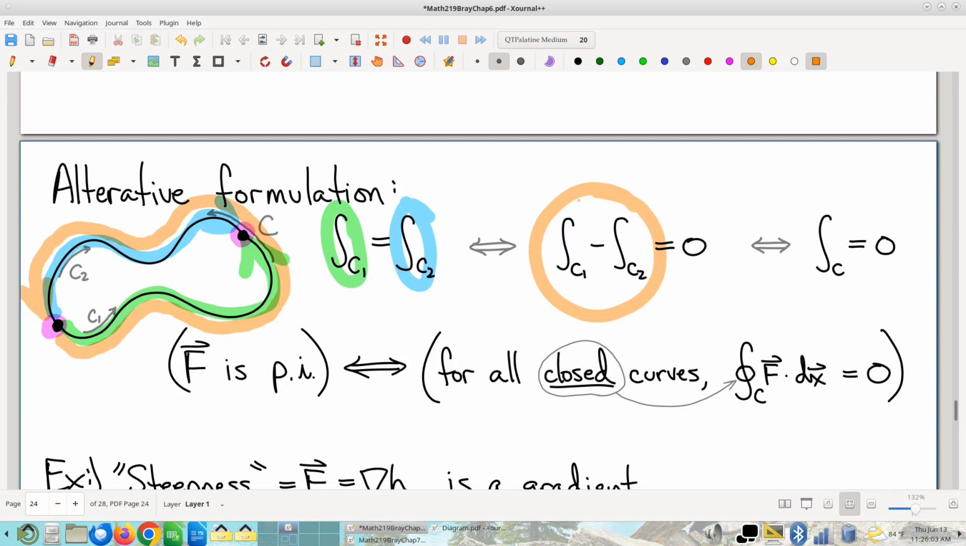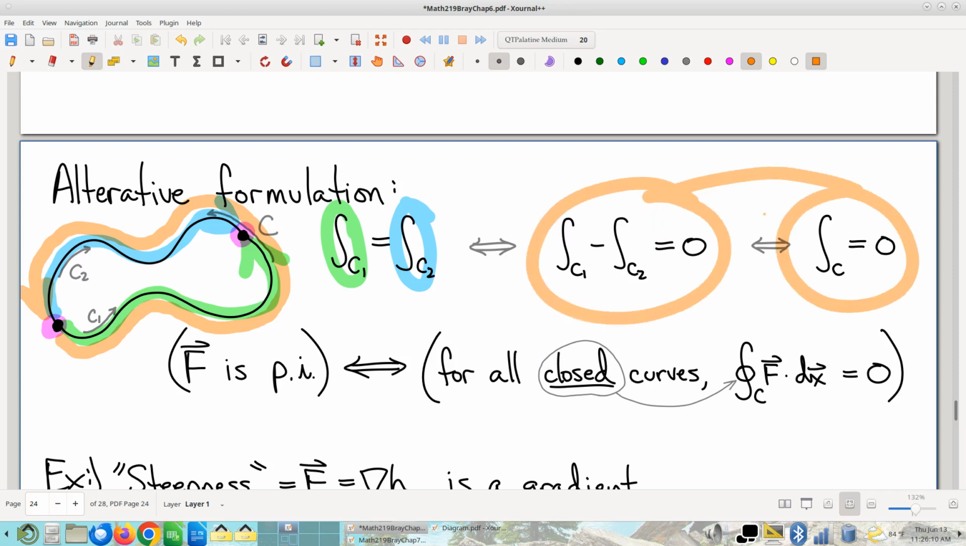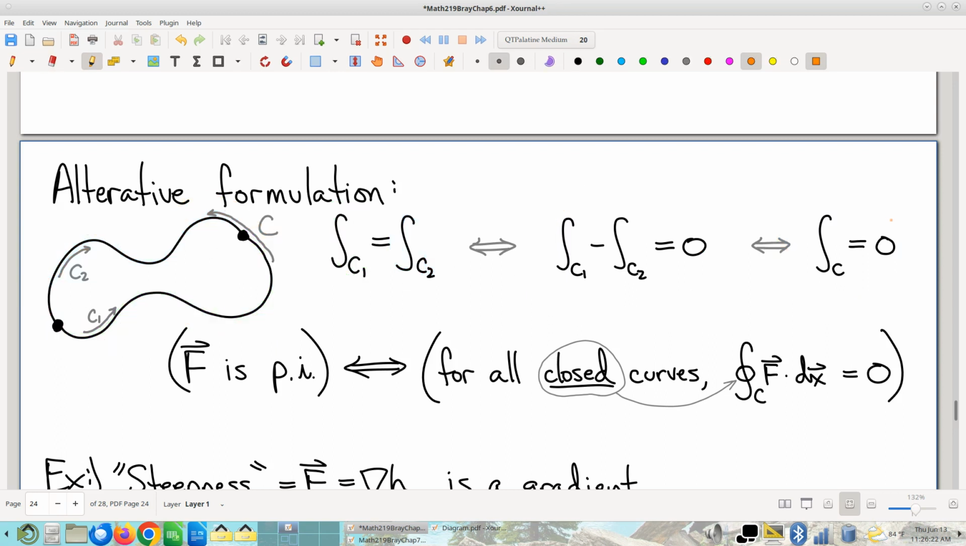So another way to say that green equals blue is to say that orange equals 0. Is that cool? So this is this alternative formulation. You could take this as an alternate definition, I suppose, that path independence could be viewed as closed line integrals must always be 0.